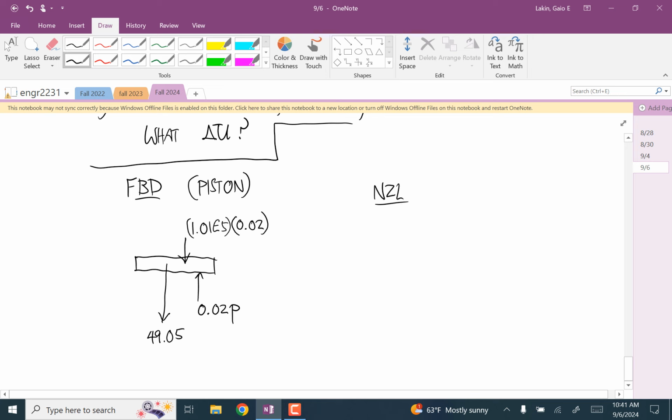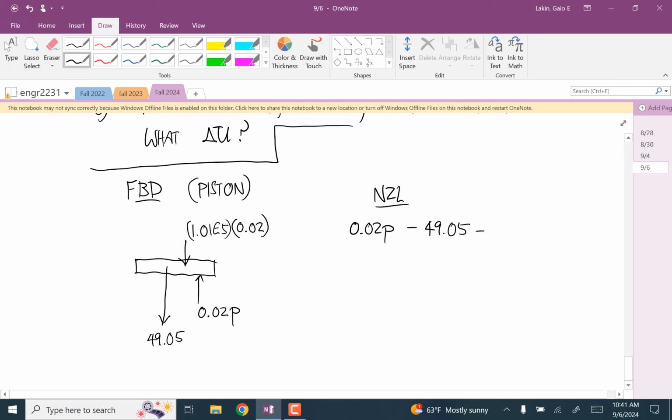So Newton's second law for equilibrium says we can add up all the forces, let's call one positive and one negative. So pushing up, we have 0.02 times the pressure. And then negative, I'm going to call down, so we have minus 49.05 and minus, what do you get if you multiply these? Equilibrium says this is equal to 0.